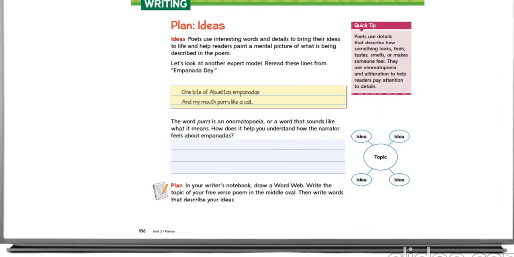Plan. In your writer's notebook, draw a word web. Write the topic of your free verse poem in the middle oval. Then write words that describe your ideas. Quick tip. Poets use details that describe how something looks, feels, tastes, smells, or makes someone feel. They use onomatopoeia and alliteration to help readers pay attention to details.